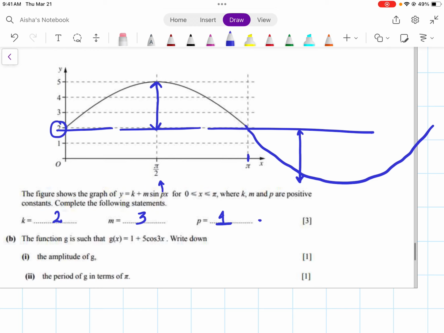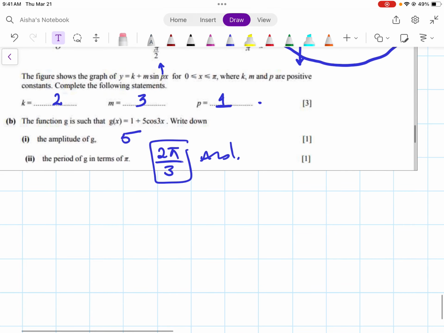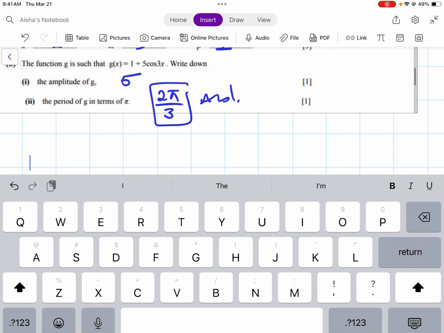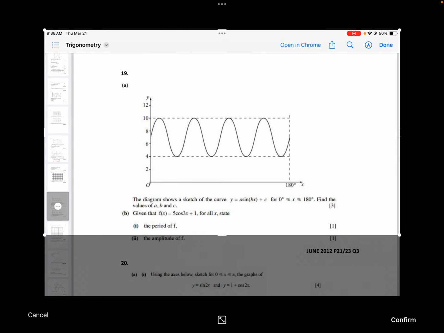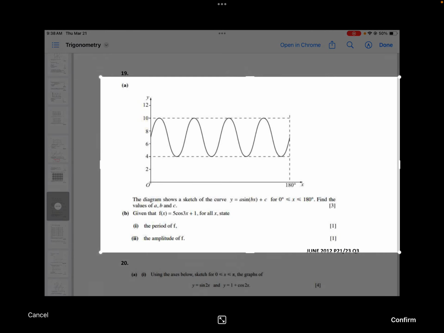Now again, write down: the amplitude is 5, the period is 360 divided by 3, which is 2 pi divided by 3. That's it. One last question before we end the session.